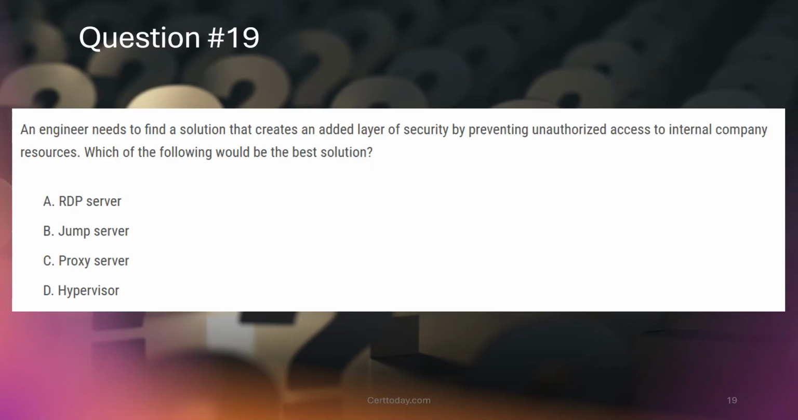Question 19. An engineer needs to find a solution that creates another layer of security by preventing unauthorized access to internal company resources. Which of the following would be the best solution? A, RDP server, B, jump server, C, proxy server, or D, hypervisor?